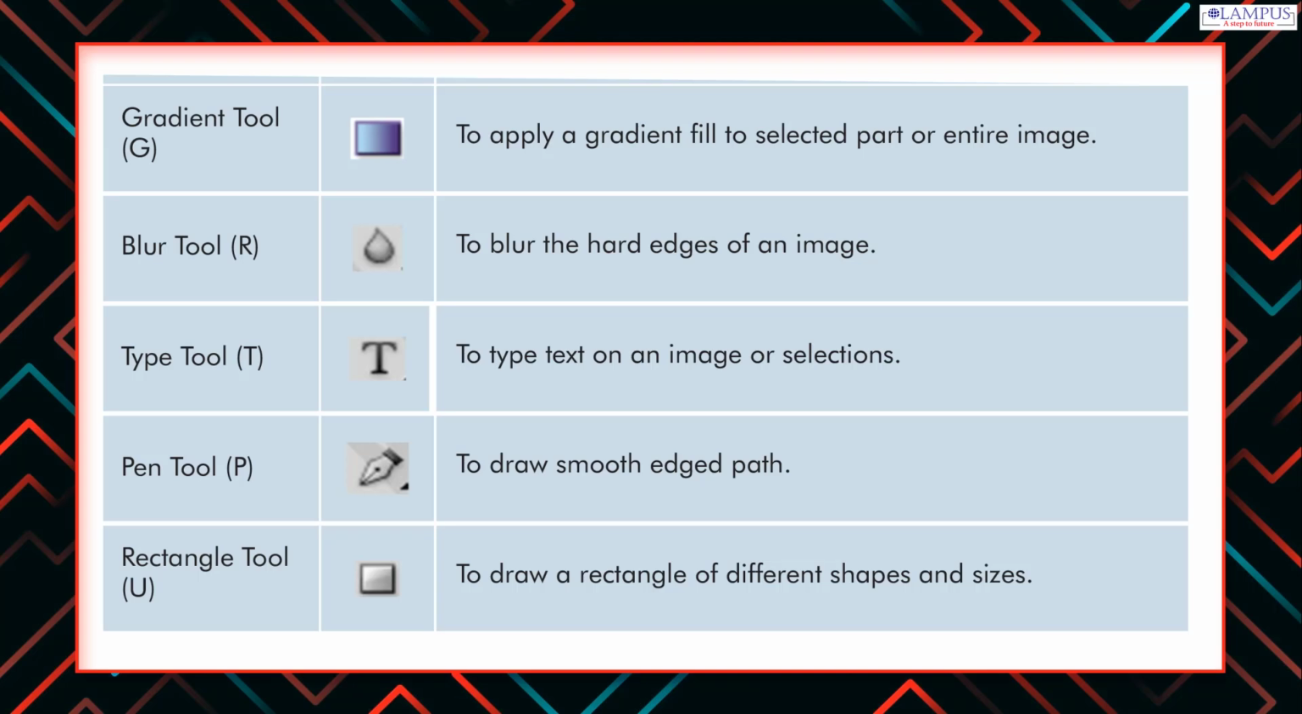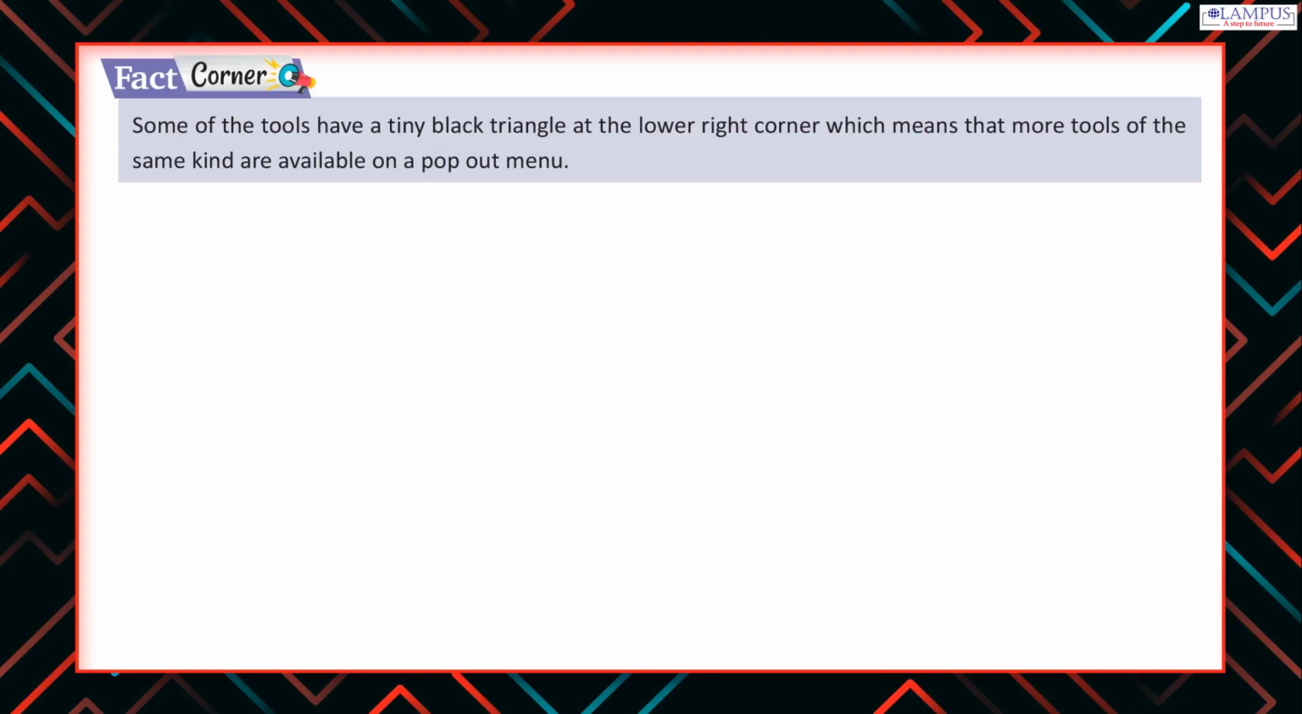Gradient tool, G. To apply a gradient fill to selected part or entire image. Blur tool, R. To blur the hard edges of an image. Type tool, T. To type text on an image or selections. Pen tool, P. To draw smooth-edged path. Rectangle tool, U. To draw a rectangle of different shapes and sizes. Fact corner. Some of the tools have a tiny black triangle at the lower right corner, which means that more tools of the same kind are available on a pop-out menu.